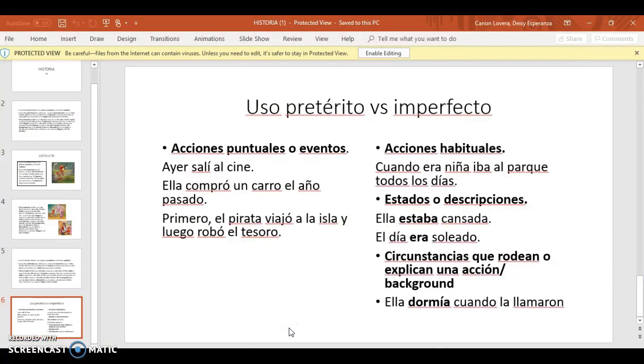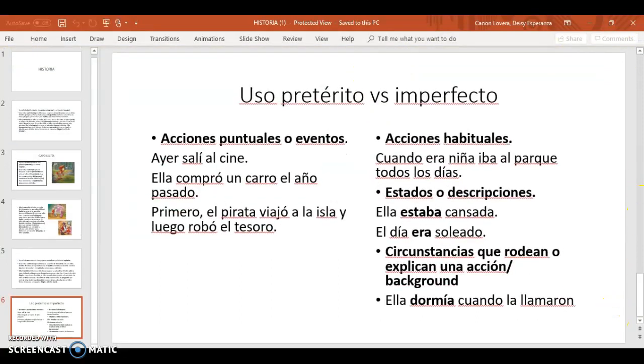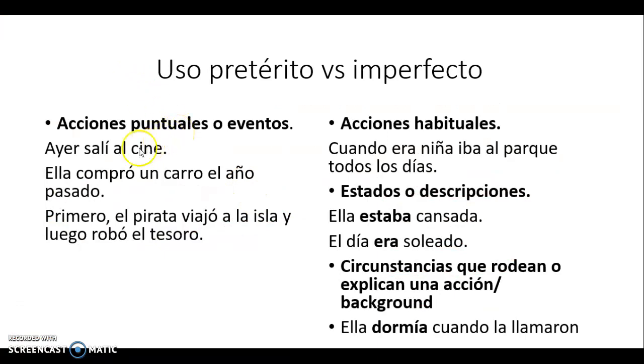Here, as we were explaining, in Spanish, in English, it will be the usos de pretérito versus imperfecto. Y como lo dije, es para hablar de acciones puntuales o eventos. Y utilizo expresiones como ayer, el año pasado, or we also use this when we are going to talk about actions that happen one before another. Like first I did this, then I did this, when I am describing past actions that happen in some order in the past. So ayer salí al cine, ella compró un carro el año pasado, time expressions that indicate that this situation happened in the past and finished in the past. And here primero, like order, el pirata viajó a la isla y luego, and then, robó el tesoro.